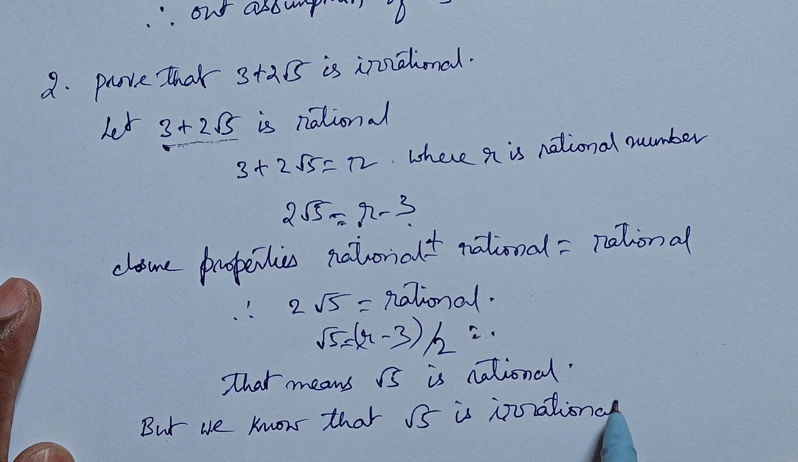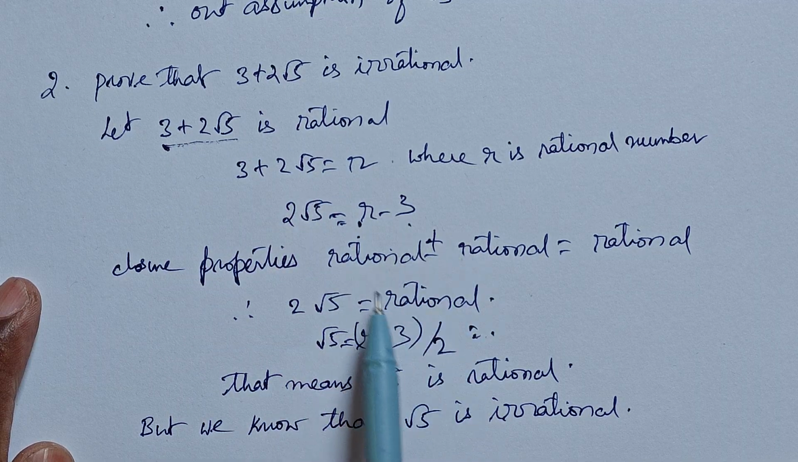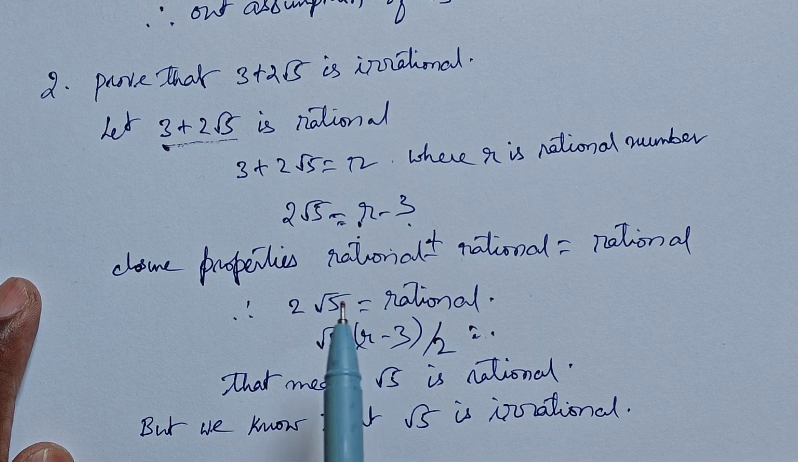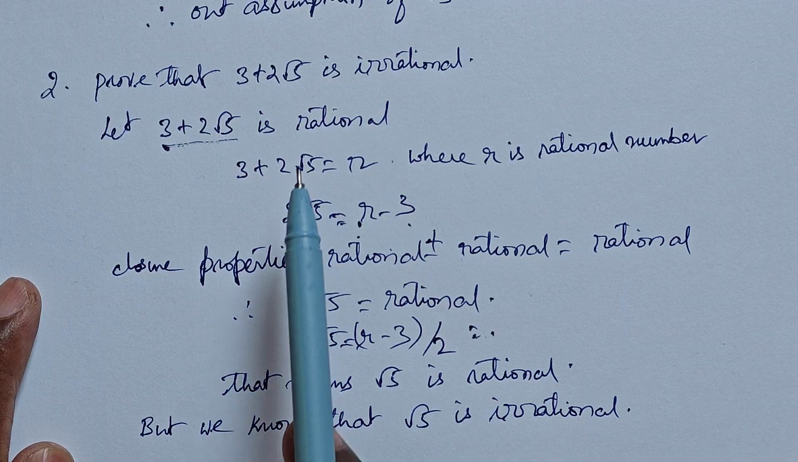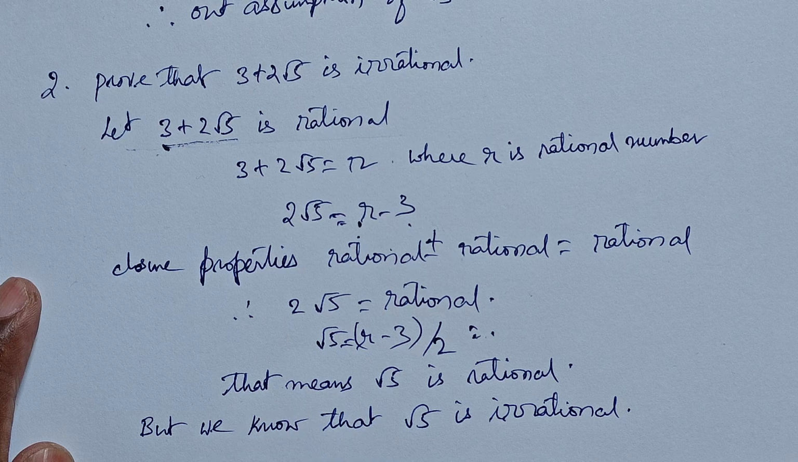We know this already. But what we have proved after so much exercise is that root 5 is rational. So why did we try to prove root 5 is rational? By assuming 3 plus 2 root 5 is rational, we got this, but we know root 5 is irrational. So the true fact is root 5 is irrational, but by our assumption, let 3 plus 2 root 5 be rational, we proved root 5 is rational. As we are assuming that and proving that as rational, it contradicts. It doesn't follow the rules.